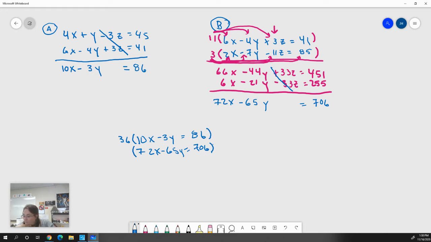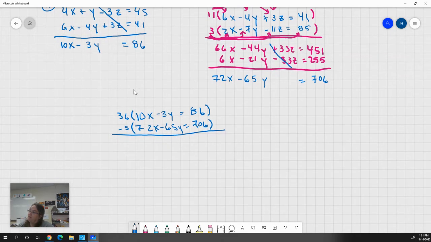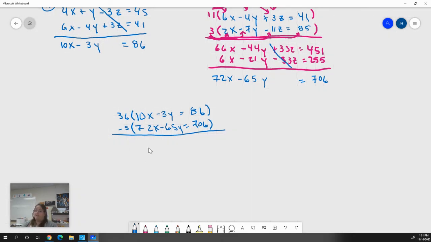Now, when I do the multiplication on this, I want this to be an opposite sign. Right now, it's positive. So I'm going to multiply this times -5. And the whole idea of this is that we create terms that will drop out, like opposites. So this is going to be 360x minus 360x.